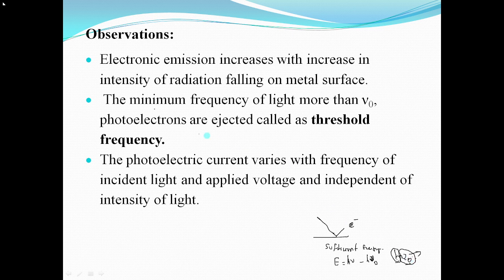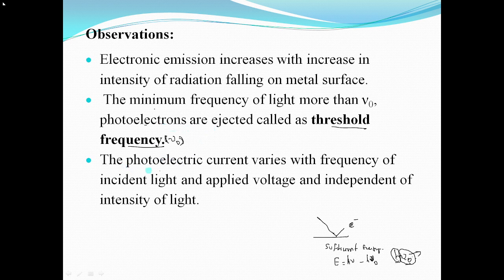If the frequency is more than this, then only photoelectrons are ejected. This is called the threshold frequency, represented by nu naught. So if the frequency is more than the threshold frequency, then only photoelectrons get ejected.